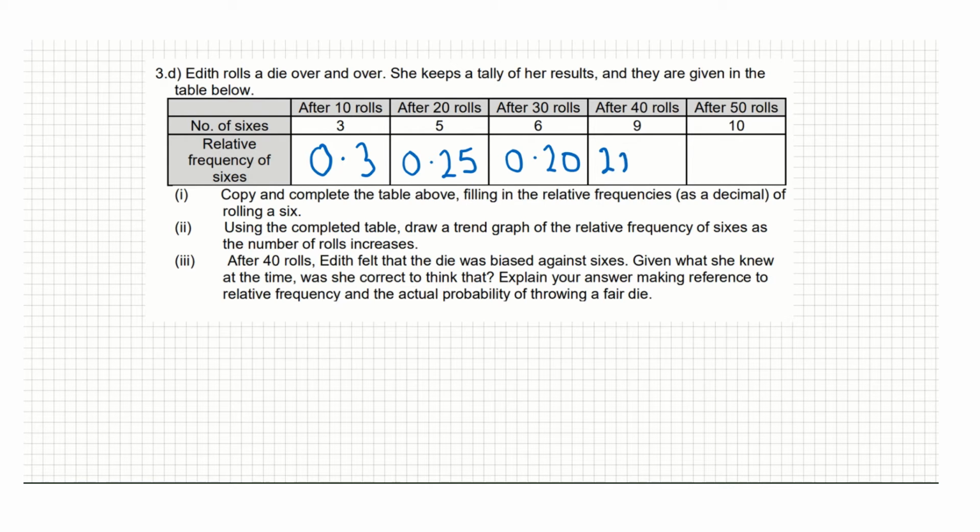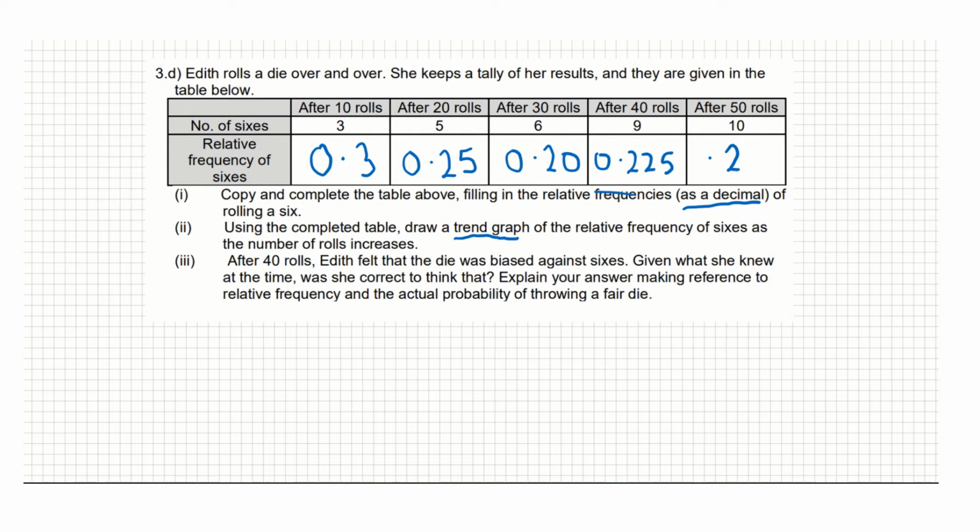0.225, which is 22.5%, but we're not talking about percentages, sorry. So 0.225 and then 10 divided by 50. Okay, so 0.2. Okay, filling in the relative frequency as a decimal of rolling a 6. You drew a trend graph, Chloe. You drew the trend graph correctly, but you did it for the wrong information. So I won't do that for you. Just have a look at what I did there and you'll be able to fix your trend graph.